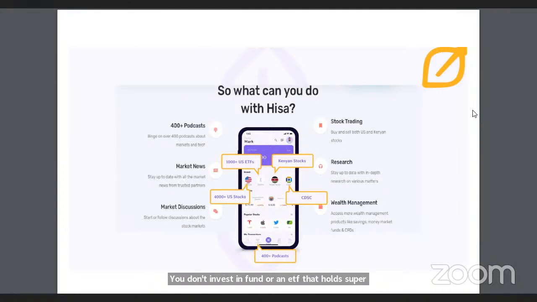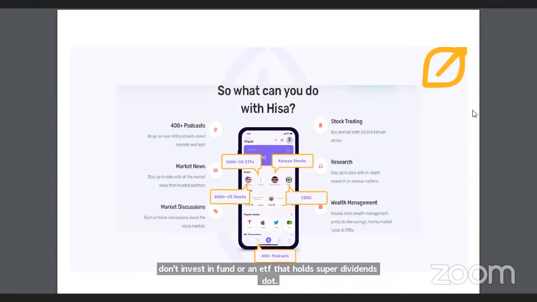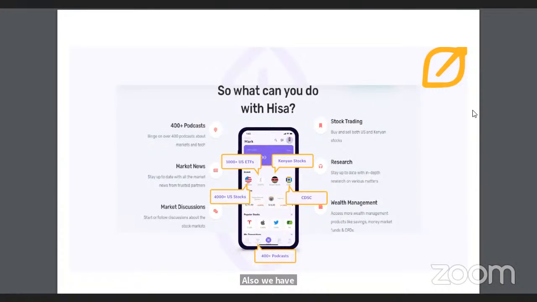Also, we have ETFs that track various investment strategies. So if you want to invest in indexes, you can invest in index ETFs. ETFs also allow you to invest in various industries.